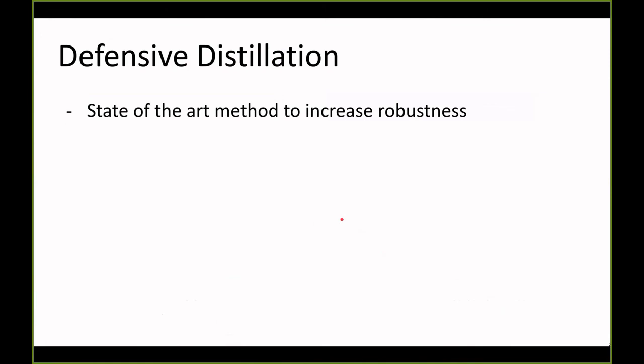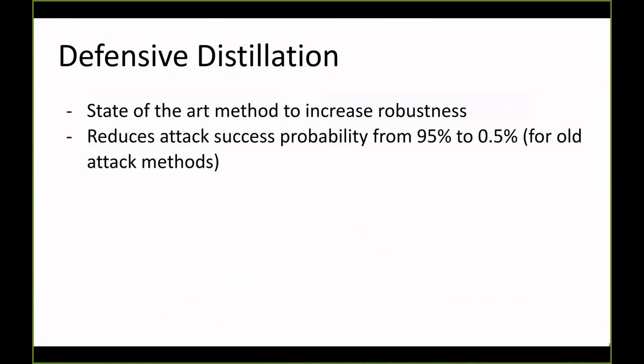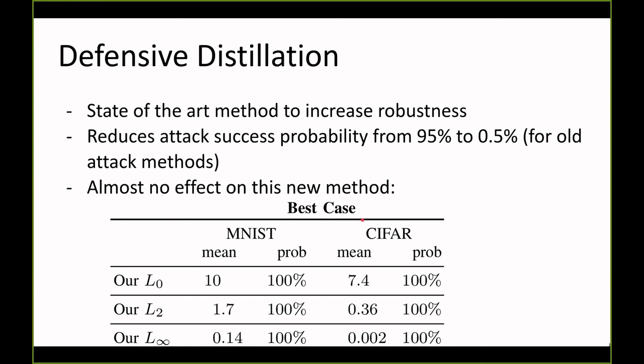Okay, so just a quick overview of how defensive distillation works. It was the state-of-the-art method to increase robustness, and it reduced attack success probability from 95% to 0.5%, at least for old attack methods. And it now has almost no effect on this new method.